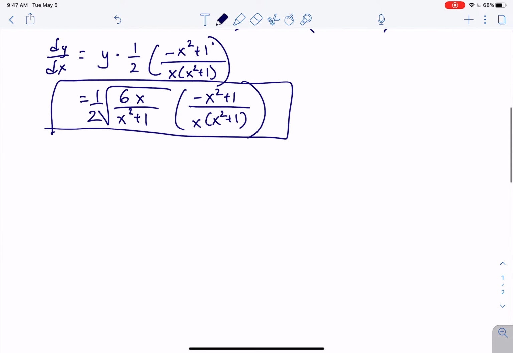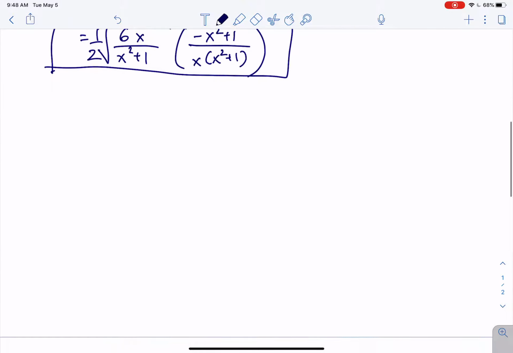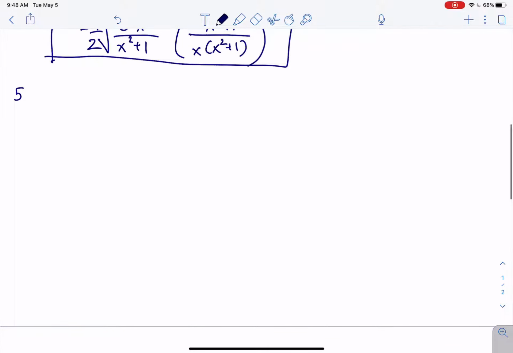So that's just all the techniques of differentiation. We also want to be able to do some problems with this. So let's go on to finding some extrema points. So 55: y equals x cubed over 3 minus natural log of x.